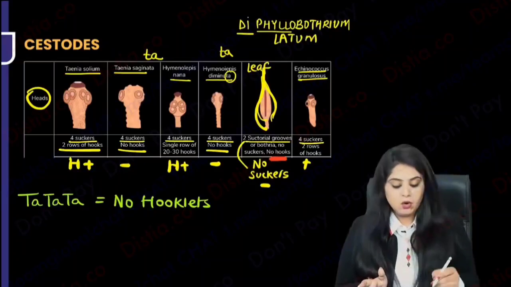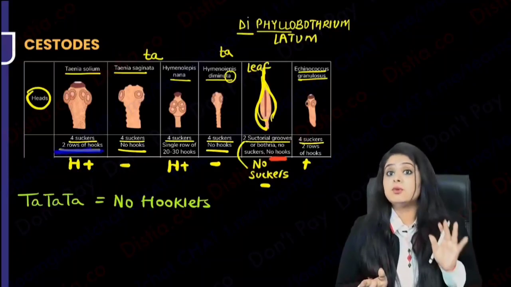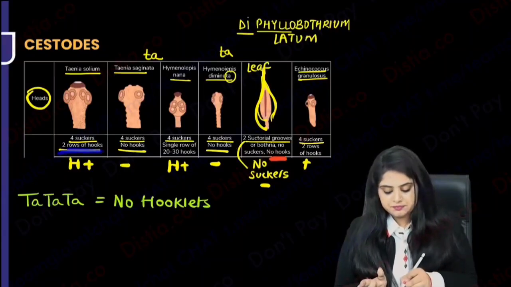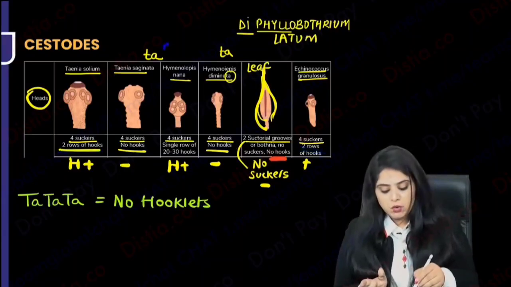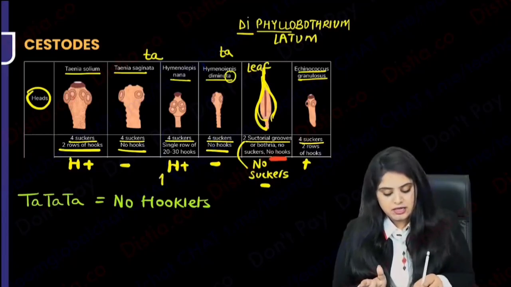Now, one last thing. All of them have how many rows of hooklets? The ones which have hooklets have 2 rows. Which is the only one which has a single row of hooklets? That is H. nana. So remember, there is going to be a single row of hooklets that is present.